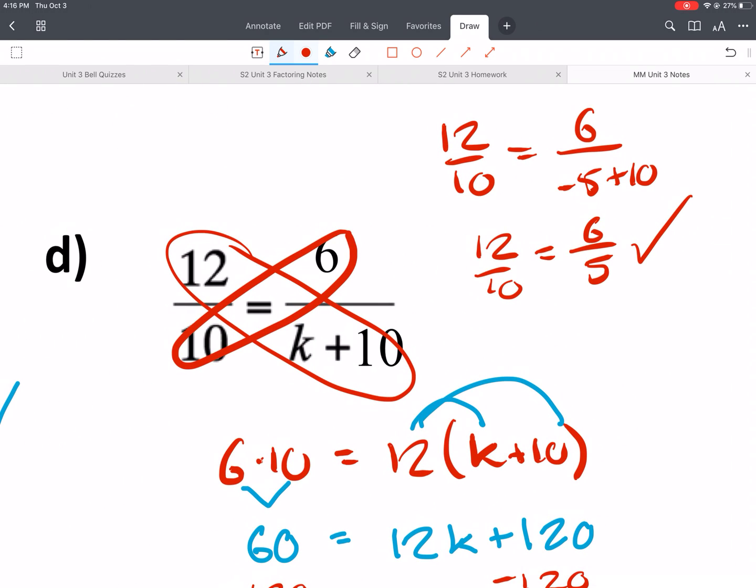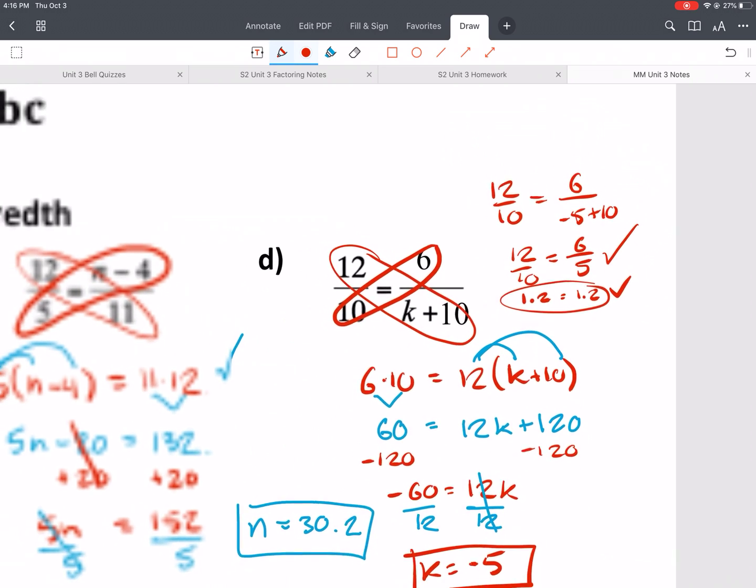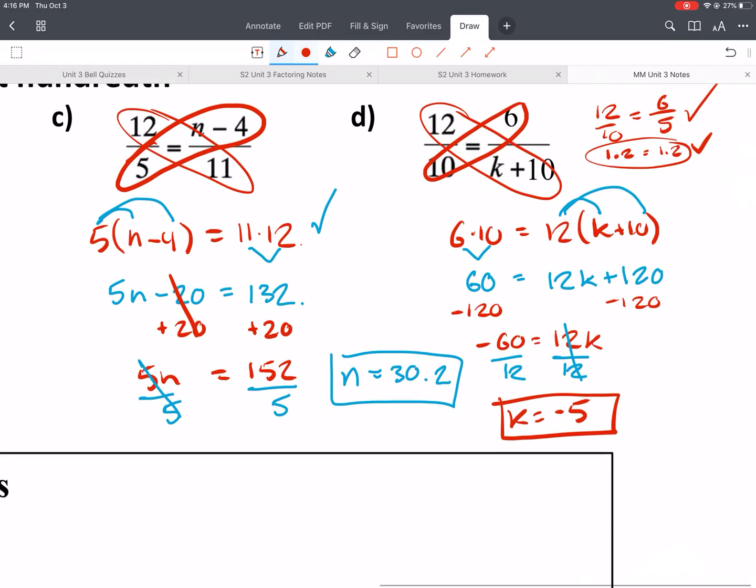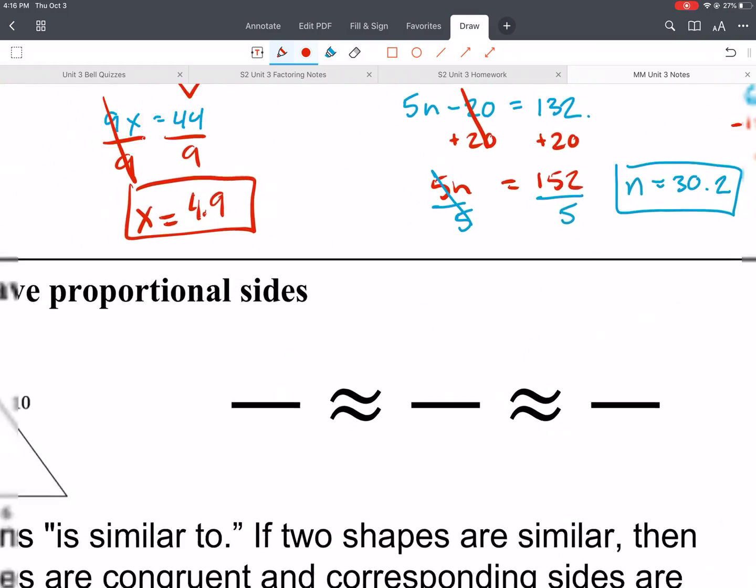Or you could plug that in your calculator. You'd end up getting 12 divided by 10, that gives you 1.2, and 6 divided by 5 is also 1.2. Okay, so that's another way you could make sure you got it right. So you're welcome to do that on the test if you have extra time to double check your answers.